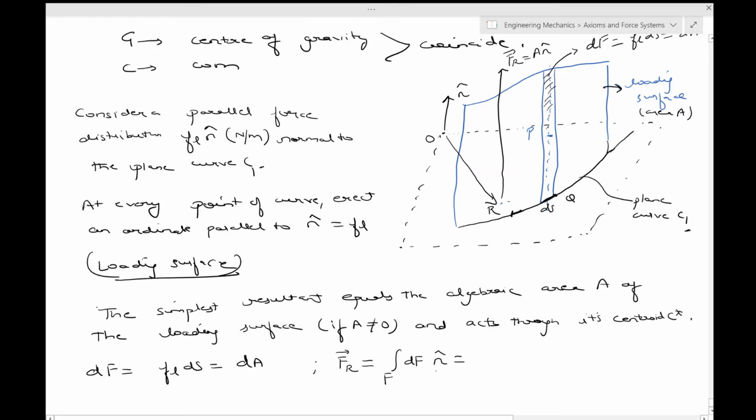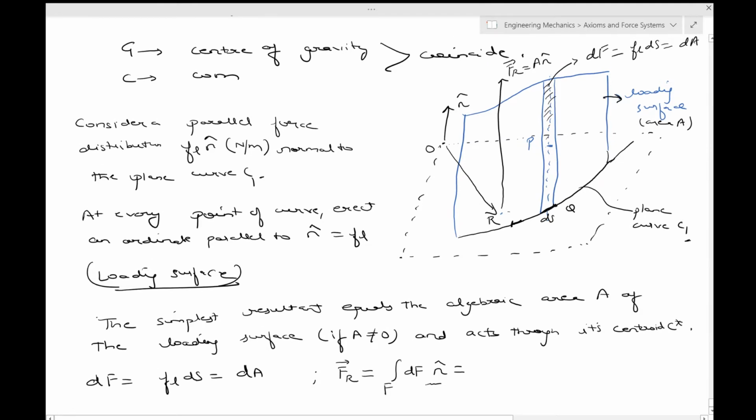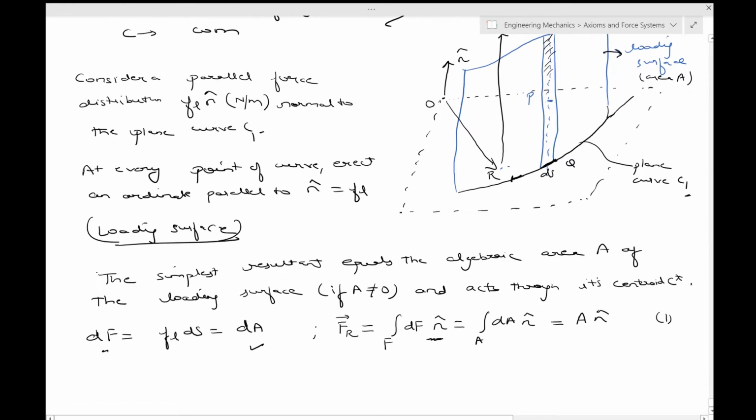Since the direction is the same for all these strips which you draw, the direction of these forces will always be parallel to n. That's why for all of them it will be like this. Now you can convert this into area, dA into n. Since dF is equal to dA, you can replace that over here, and this can be written as A n hat. This is equation 1. So the total resultant force is equal to A n hat.